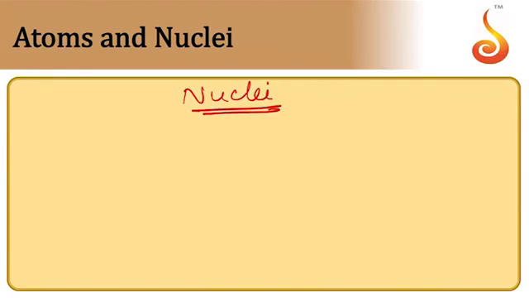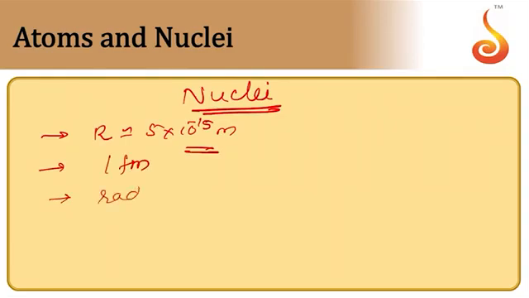Nucleus, nuclei. This part is more of memory and information based. The nucleus of an atom is positively charged and the radius of a nucleus is approximately 5 into 10 to the power of minus 15 meters. The size of the nucleus is of the order of 1 Fermi. Its radius is this much.